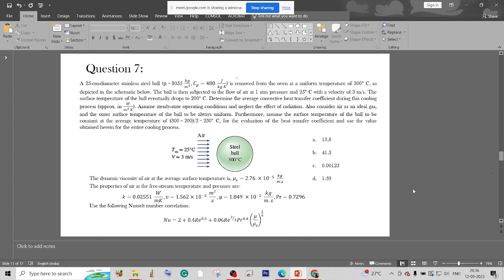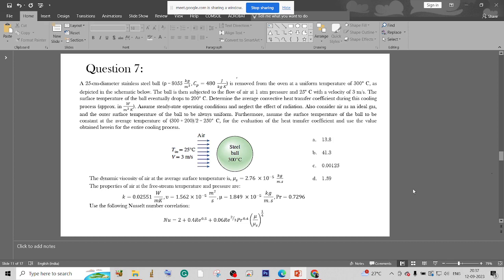The ball is then subjected to the flow of air at 1 atmosphere pressure and 25 degrees Celsius with a velocity of 3 meter per second. So it is placed in an air flow whose temperature is 25 degrees Celsius. That is, the ambient temperature is 25 degrees Celsius, and the velocity of airflow is 3 meter per second. The surface temperature of the ball eventually drops to 200 degrees Celsius. Determine the average convective heat transfer coefficient during the cooling process.